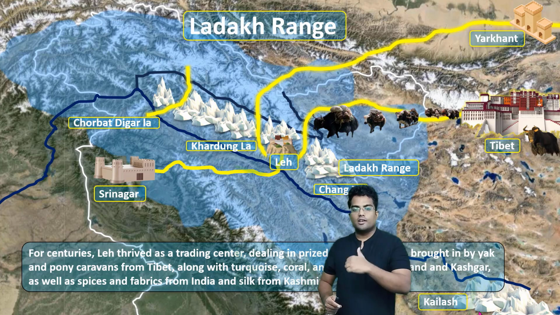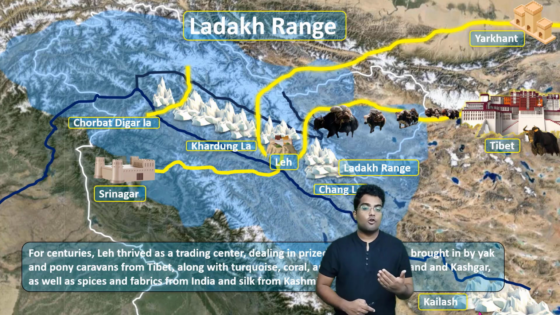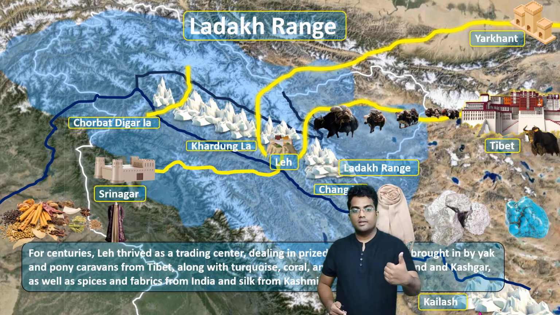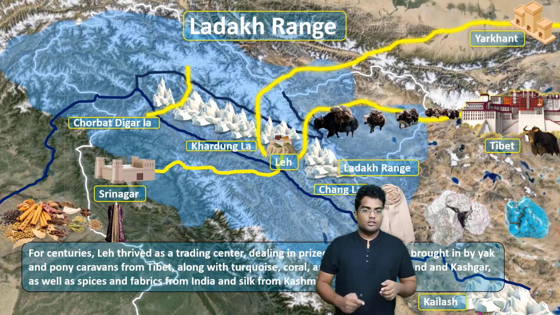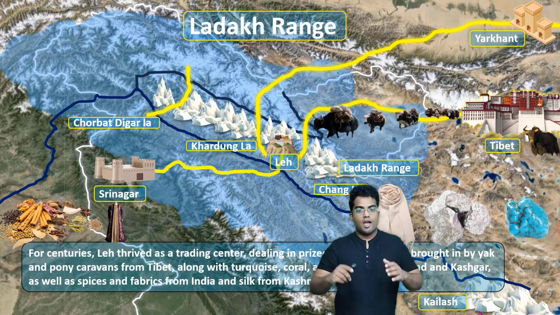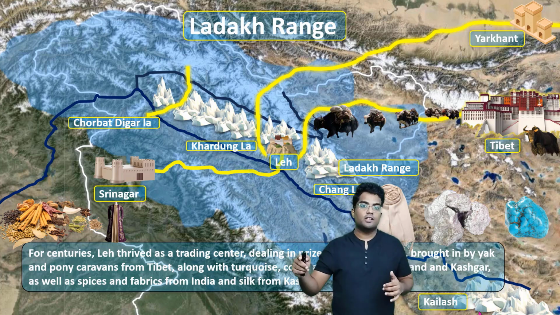From Yarkand and Tibet, the city of Leh used to get many different things. These things include pashmina wool, which is quite good wool that comes from a goat, and then coral and silver. And from Srinagar, Leh used to receive Indian spices and some clothes. So Leh was a center where the goods from Srinagar also came, and also the goods from Yarkand and Tibet used to come.